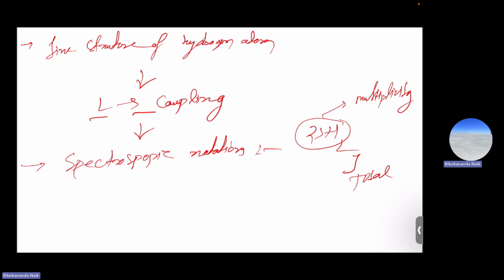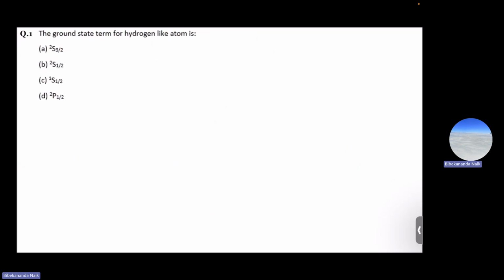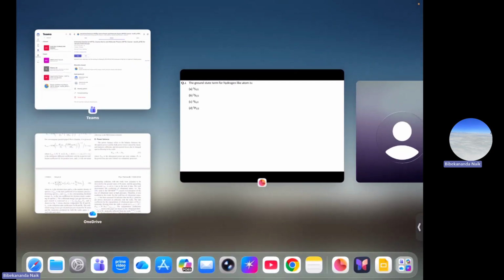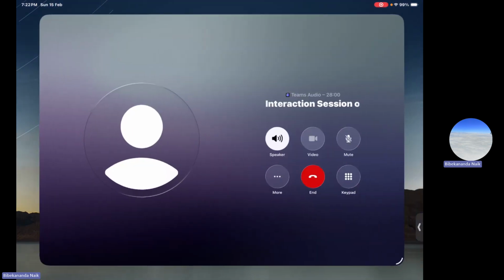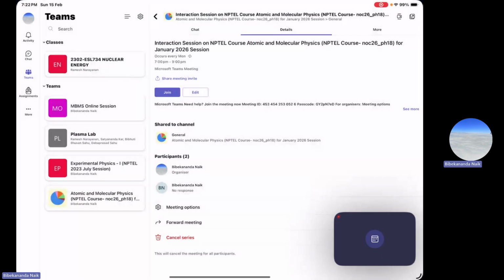So now we will solve a few problems based on the concepts discussed in this week's lecture. So let's discuss the first question of today's interaction session, but let me check if there are any other students present or not.